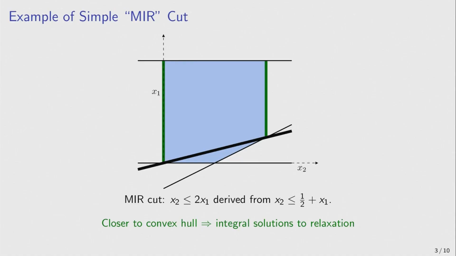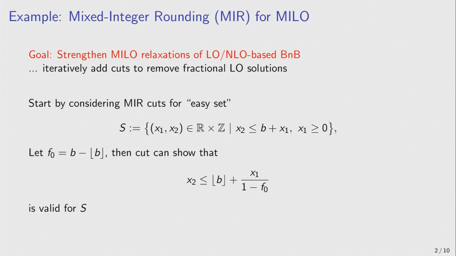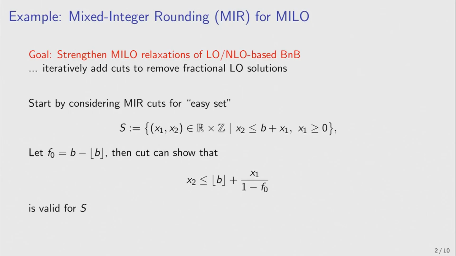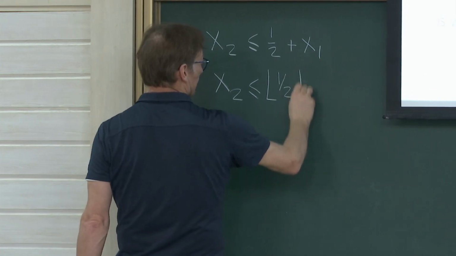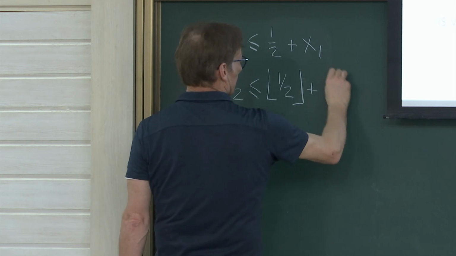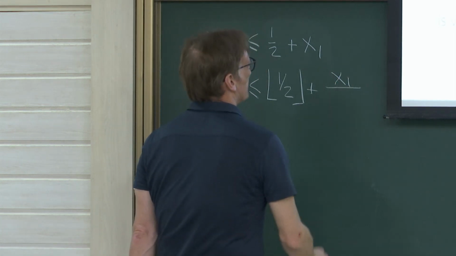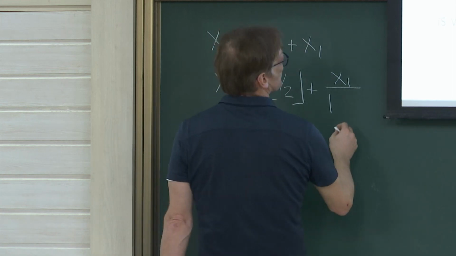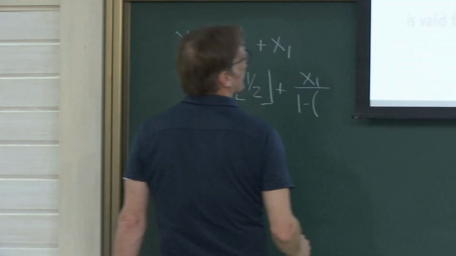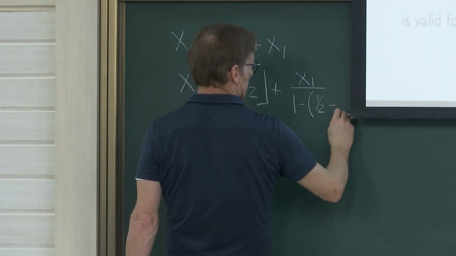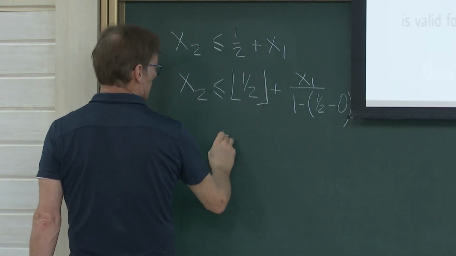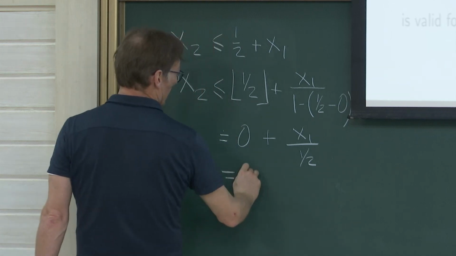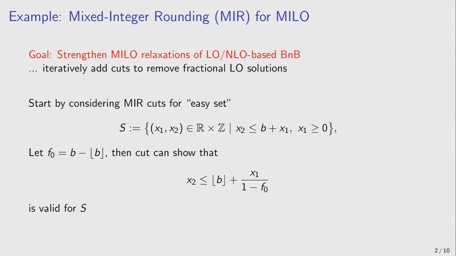And then the formula for deriving it is x2 less than or equal to the floor of the constant on the right-hand side. So that's the floor of a half, plus x1 divided by 1 minus the fractional part of the right-hand side. So b minus the floor of b is the fractional part. So that's 1 minus, and that's a half minus 0. And so that's just simply 0 plus x1 over a half, or 2x1. And that's the cut that we'll get.